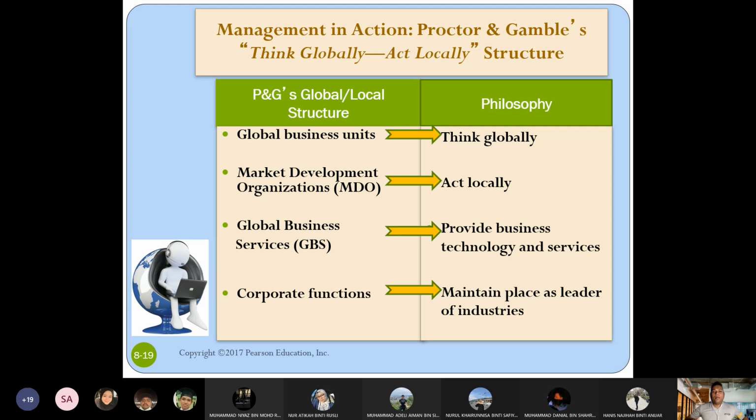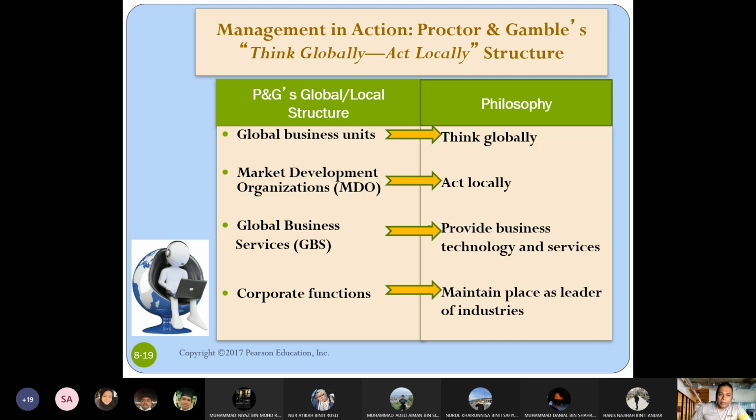So we continue with slide number 19 until slide number 35. This is another example, the company P&G or Procter and Gamble. This type of company uses the think globally, act locally structure. So why does P&G use this? If you look at the P&G global or local structure, they have the global business units, whose philosophy is think globally. Then the market development organization, or MDO, whose philosophy is act locally, choosing their products based on local consumer preferences. For the global business services, or GBS, the philosophy is to provide business technology and services. For the corporate function, the philosophy is to maintain its place as leader of the industry. Until now, they are a leader for the industry, especially in the types of products under P&G.